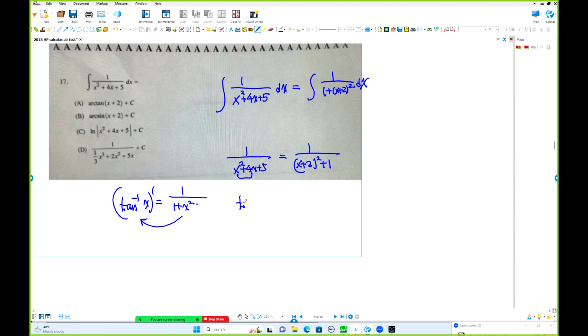One more time. If we have arctangent of (x minus a), its derivative is still 1 over 1 plus (x minus a) squared. Are you okay with this? All right, so the antiderivative of this one is how much? Arctangent of (x plus 2).